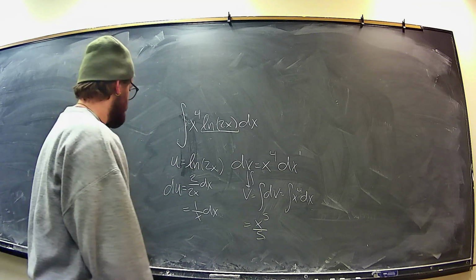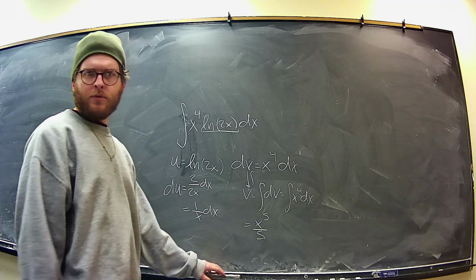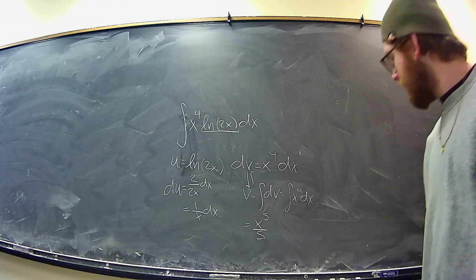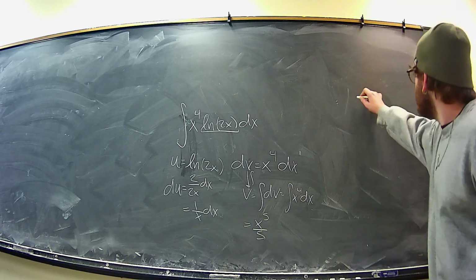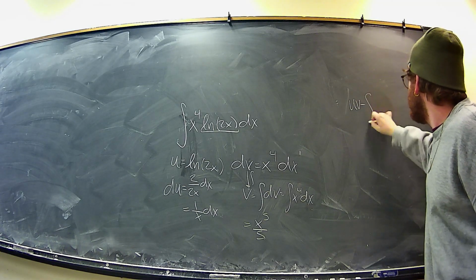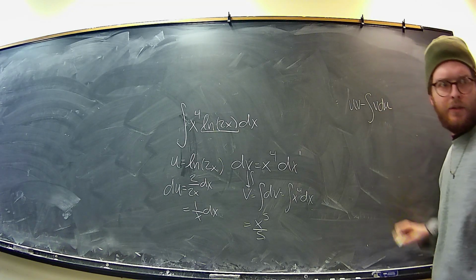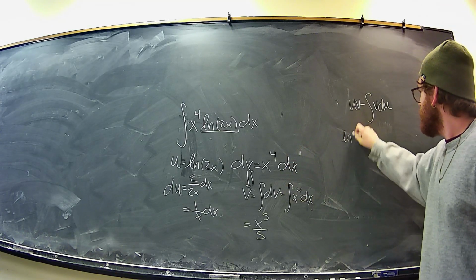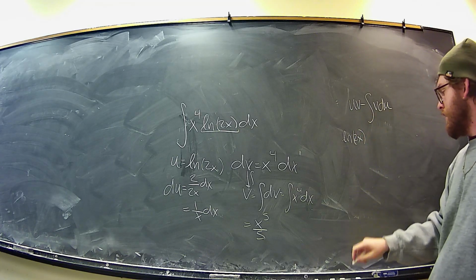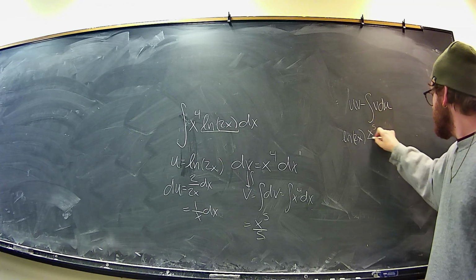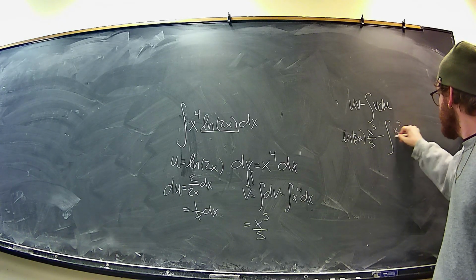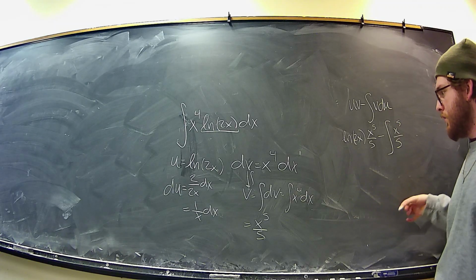Alright. We remember our formula, uv minus the integral of v du. And so we take u, which is natural log of 2x, v, which is x to the fifth over 5, minus the integral of v, which is still x to the fifth over 5, and then du, which is 1 over x dx.